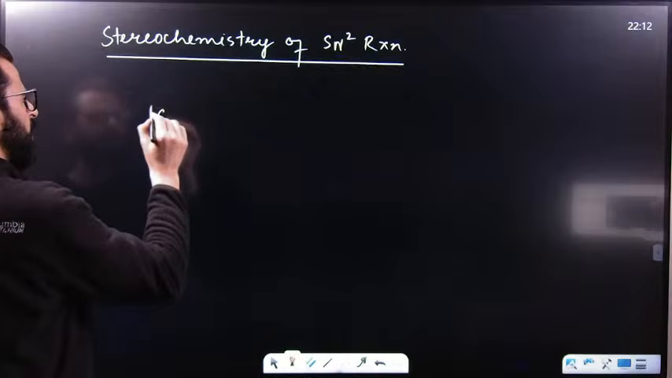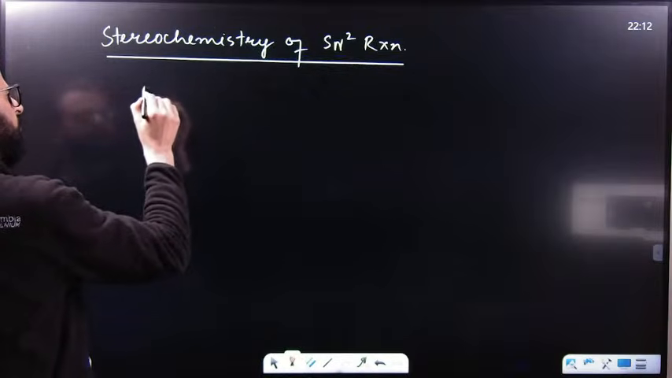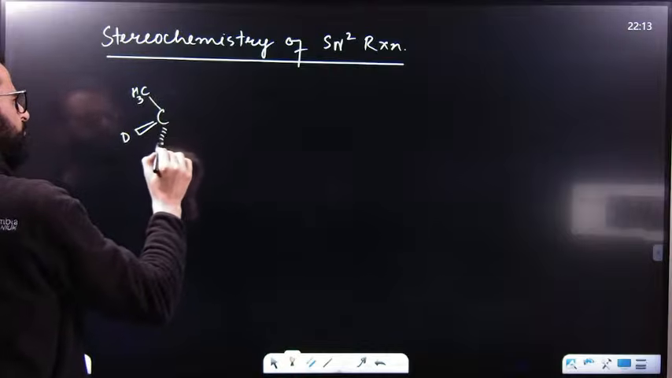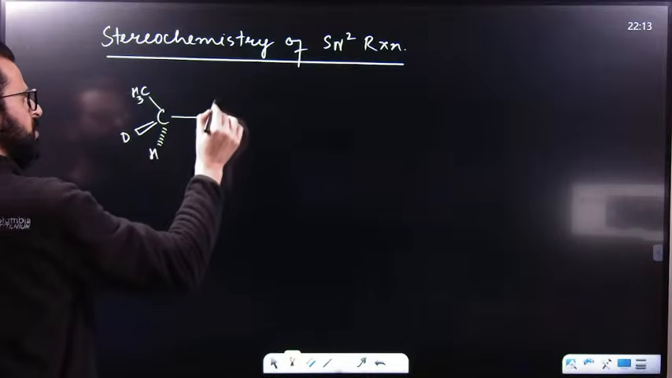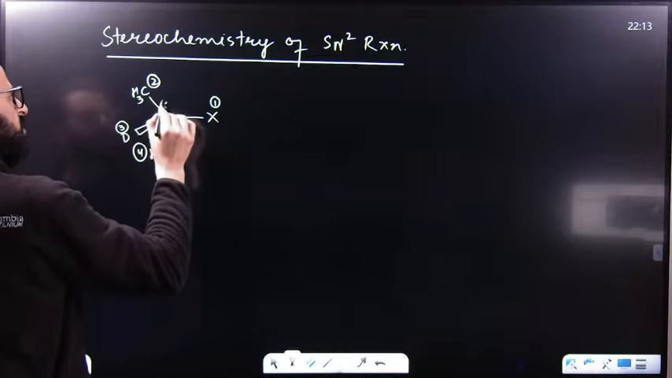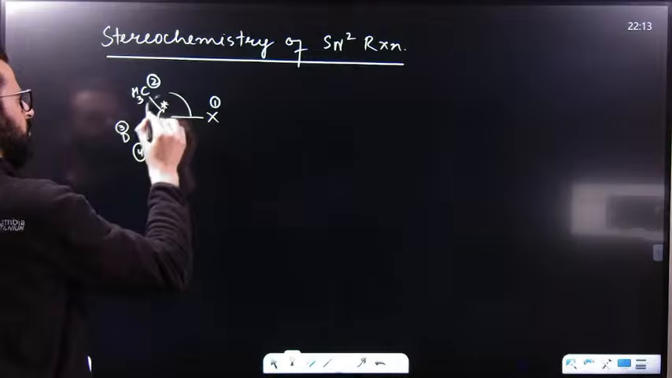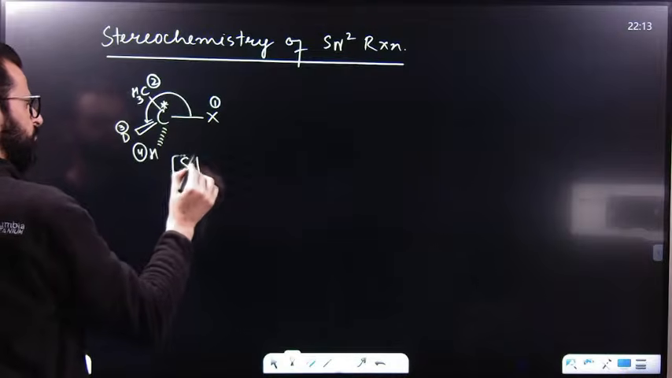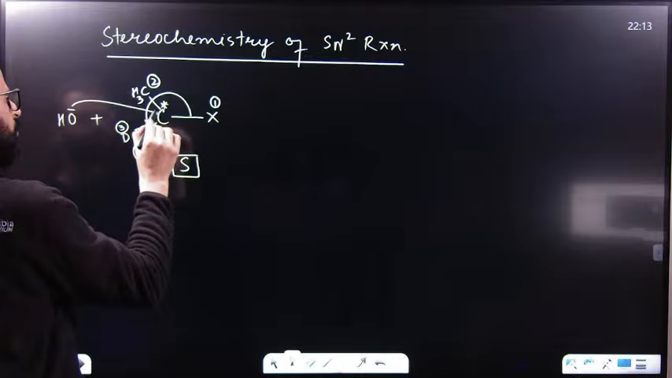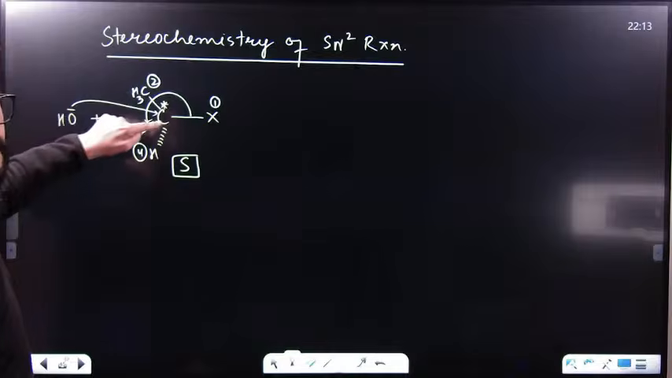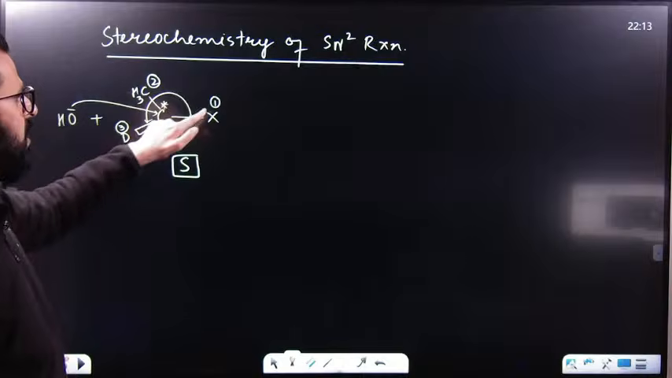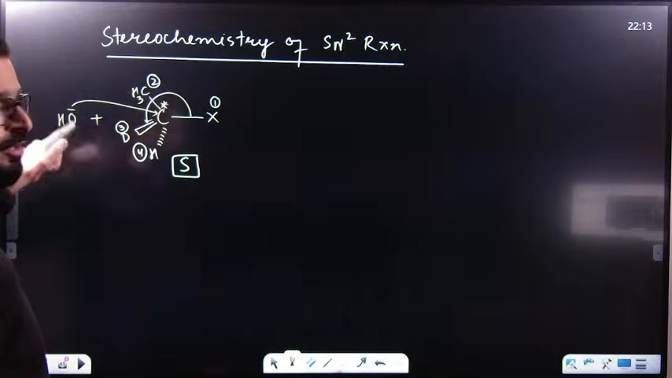Have a look. If you are having C, and say for example CH3, D, H, and X. So this is priority number 1, priority number 2, priority number 3, priority number 4. This is the chiral center, sp3 hybridized center. Its configuration is S. Nucleophile will always attack from the backside because there is an empty anti-bonding molecular orbital over here. And second reason, it cannot come from this side because the electron cloud of X will repel the electron cloud of the nucleophile.